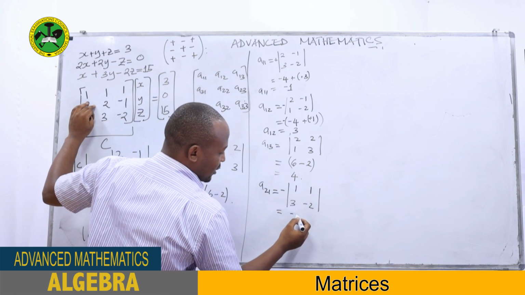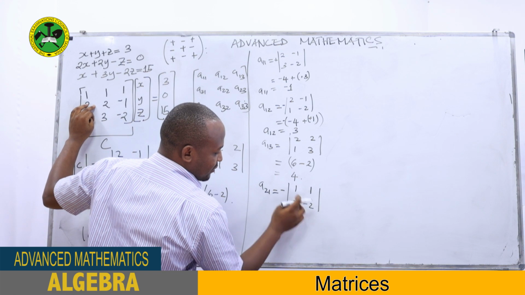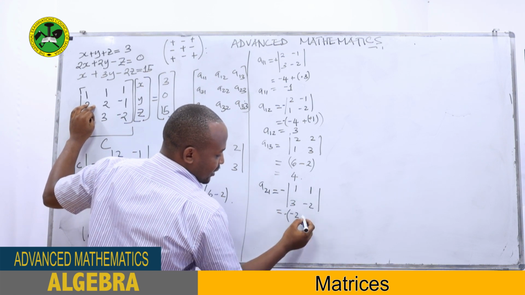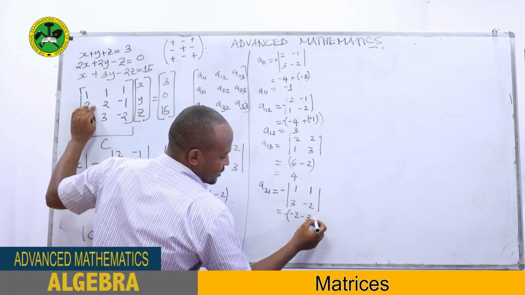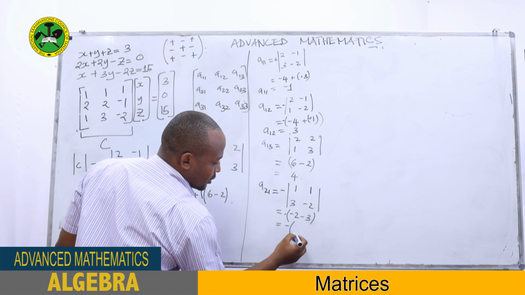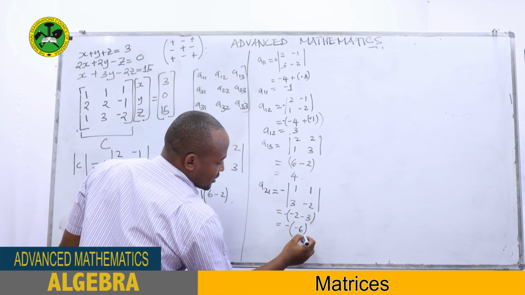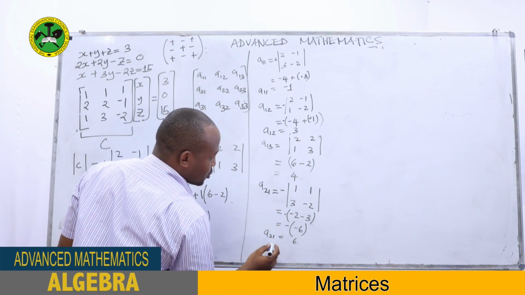Manipulating that, we are left with negative, inside the brackets we have negative 2. 3 times 1 is positive 3 minus, and between there we are left with that, and then this negative 6, then we are left with positive 6. That is cofactor 2, 1.